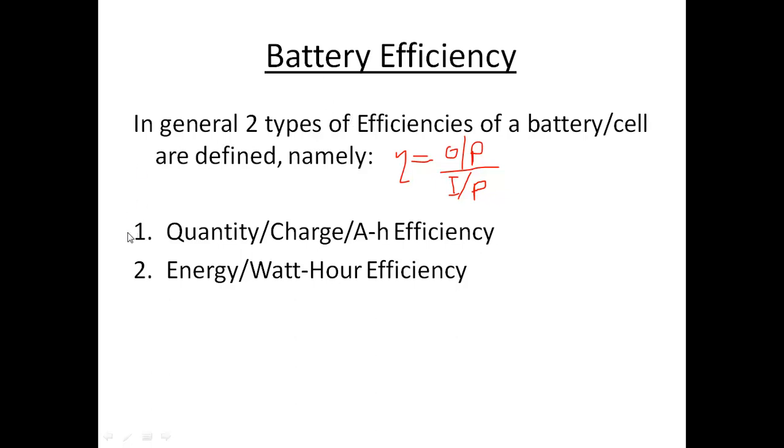So in the case of battery, we define two types of efficiencies. First is the ampere hour efficiency and the other is our watt hour efficiency. So we'll discuss briefly about both the efficiencies. The first is the ampere hour efficiency. We know that ampere is the unit of current and hour is the unit of time. So what we are doing basically here is we are multiplying current and time.